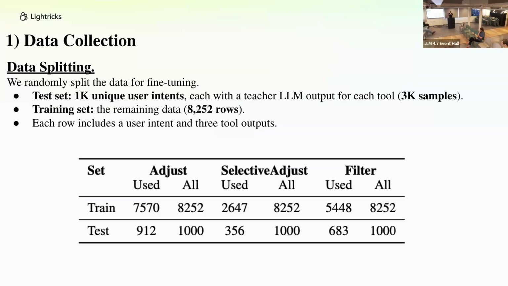A cool statistic here is how many times the teacher LLM chose to use the tool. As you remember, I told you that it's not always the case that you need to use the tool. We can see here, for example, for adjust, if we look at the test row, that in 91% of the cases the model chose to use the adjust tool, and in 35% of the cases the selective adjust tool, and 68% for the filter. So the adjust tool is very useful in almost every request. For selective adjust, most of the time you don't need to use the tool, according to the teacher.